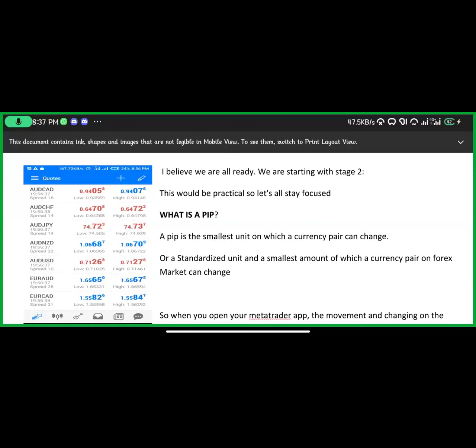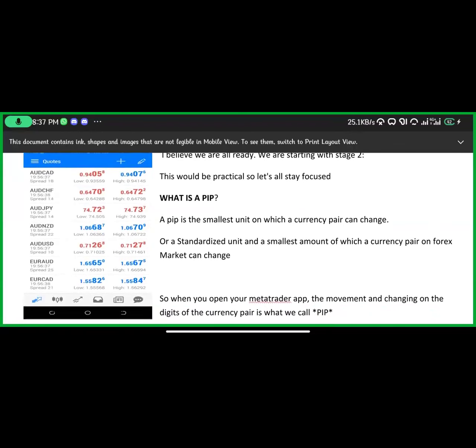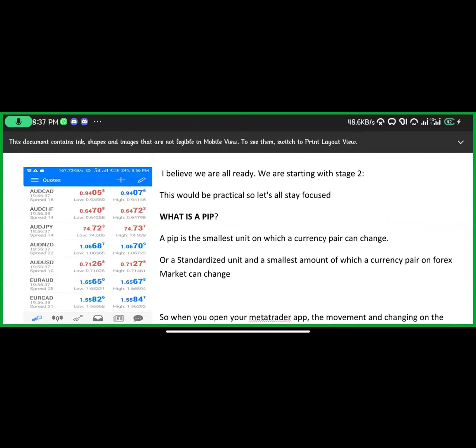Now, let's stay focused. What is a PIP? A PIP is the smallest unit by which a currency pair can change. Or let me just use a standardized unit. Using it in a standard way, it is the smallest amount by which a currency pair on the forex market can change. Now, if you look at this chart beside it on the left-hand side, you see my quotes.